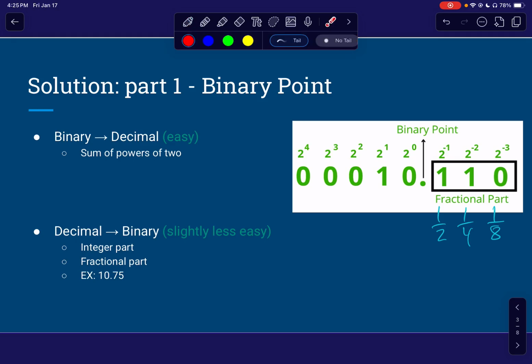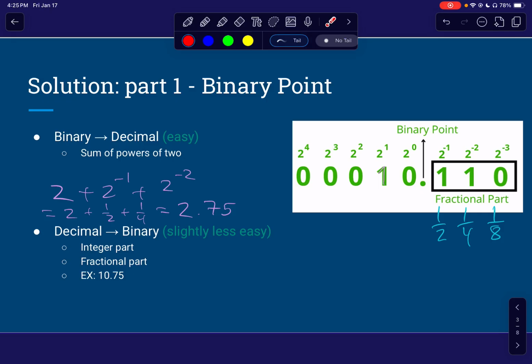If we were going from binary, given a number like this, and we wanted to get it into decimal, it's pretty straightforward, and it's like what we've been doing beforehand. For the number here on the right, we would have 2, plus 2 to the negative 1, plus 2 to the negative 2, which is 2 plus 1/2 plus 1/4. That is going to give us 2.75. Nice.